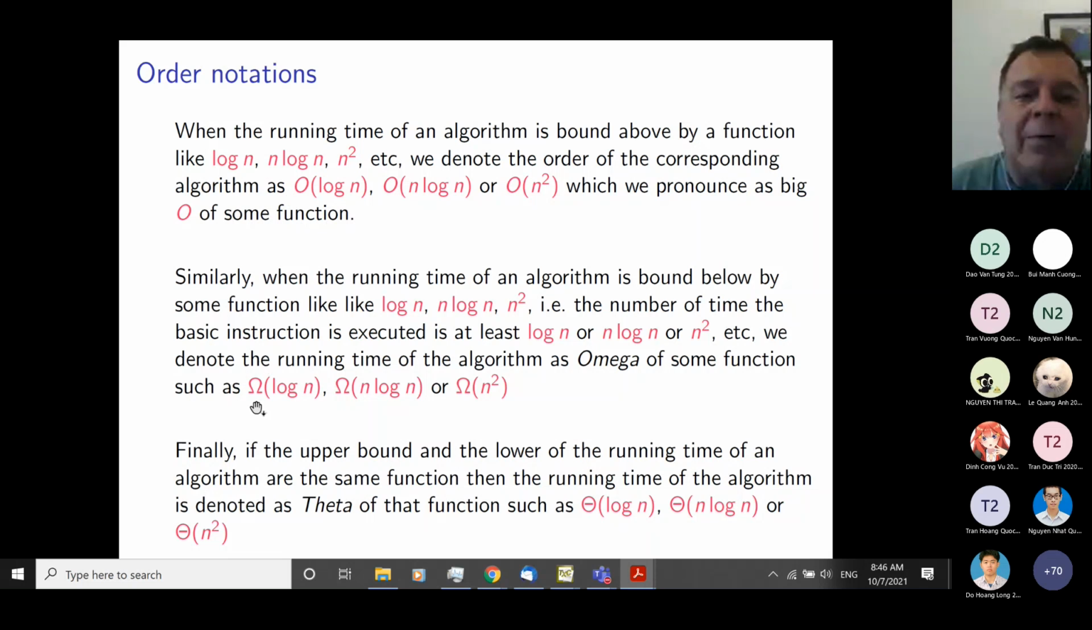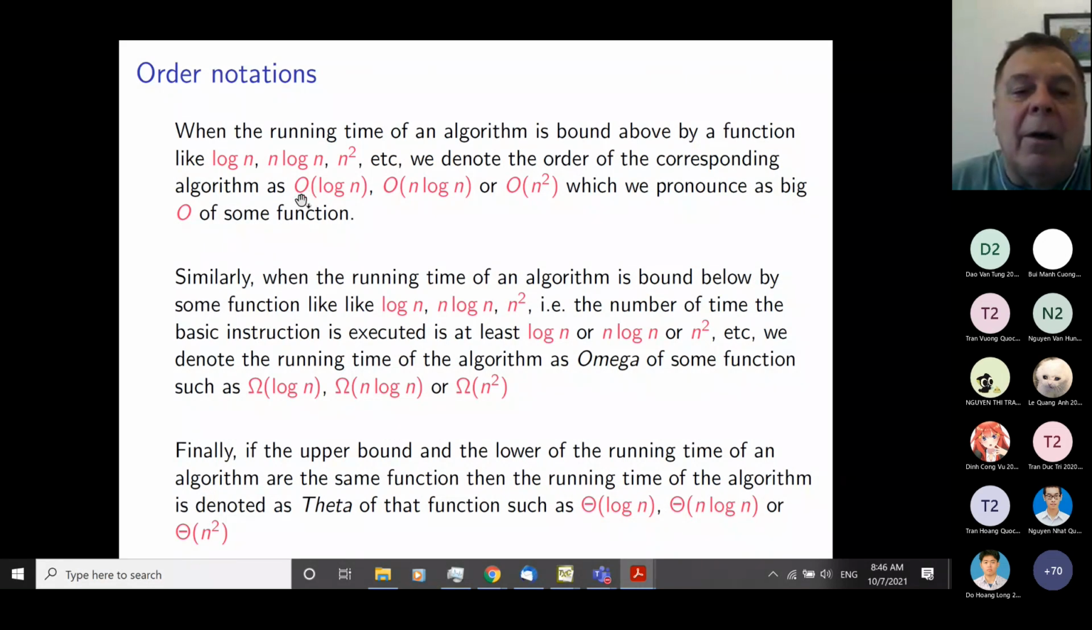So we already described this. This is an upper bound, this is a lower bound, and this is an exact bound. So these notations have this signification. But they also have another meaning, all of them.